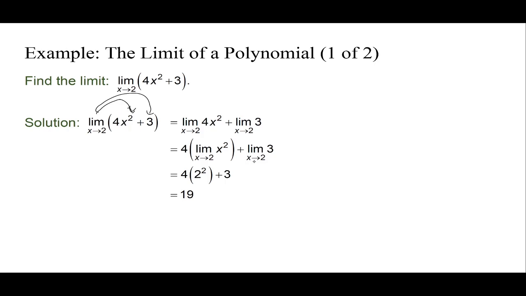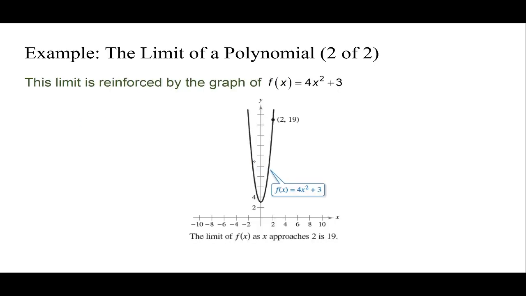I just need to replace this x by 2, and this is a constant function. No matter what limit we are trying to find, this would always be 3. By doing this, our final limit for this function is 19. We can also look at this limit by using a graph of this function.